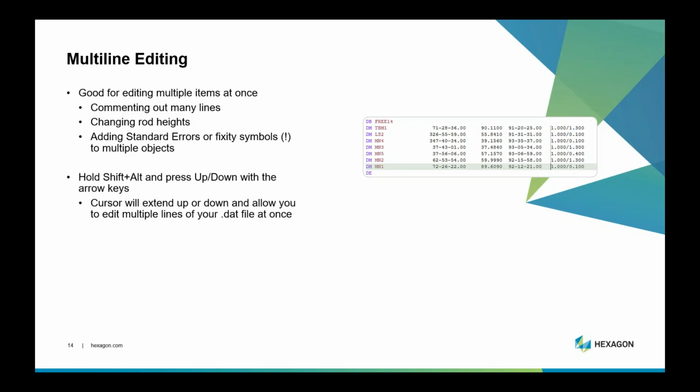If you hold Shift and Alt down and press up and down with your arrow keys, what it's going to do is it's going to extend that cursor up or down, and it will allow you to type into all of those columns at once, whether that be spaces so you can fix spacing that you have in your project and make it look neater, or you can change your rod heights like I mentioned there, or your fixity symbols. You can fix several points at once this way.